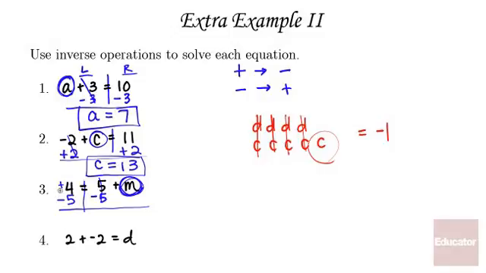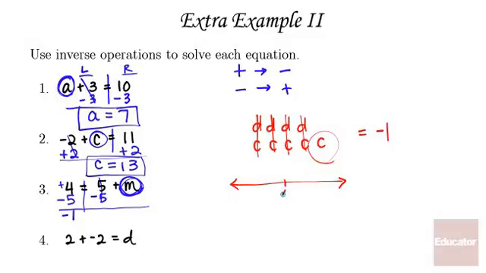So here, this becomes negative 1. Now be careful, do not put 1. This has to be a negative 1. If you want, you can also use a number line. And this is, again, only if you're having trouble with integers.